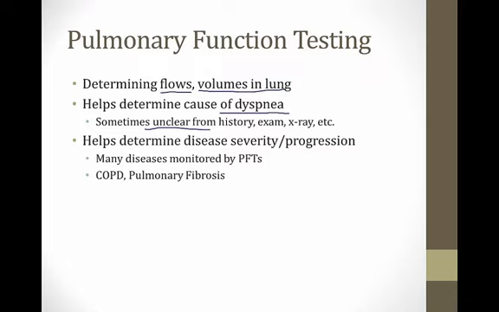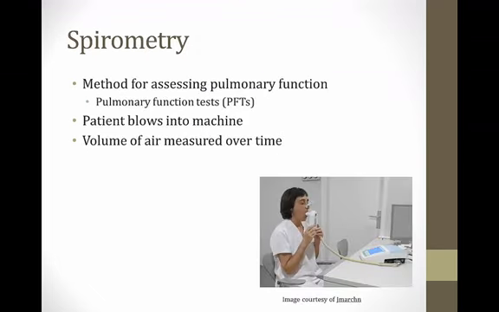In addition to telling us why someone is short of breath, pulmonary function testing helps us monitor disease severity and progression. There are many diseases that are monitored by serial pulmonary function tests. For example, COPD and pulmonary fibrosis. In both of these conditions, patients have routine PFTs to determine whether their disease is progressing or improving or staying stable. The way we perform pulmonary function testing is with spirometry, and that requires the patient to blow into a machine called a spirometer, and this is a picture of it down here.